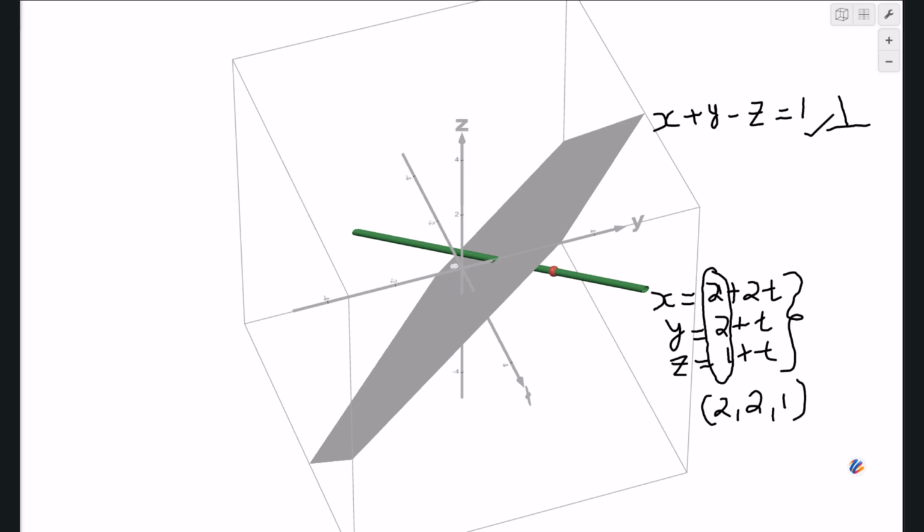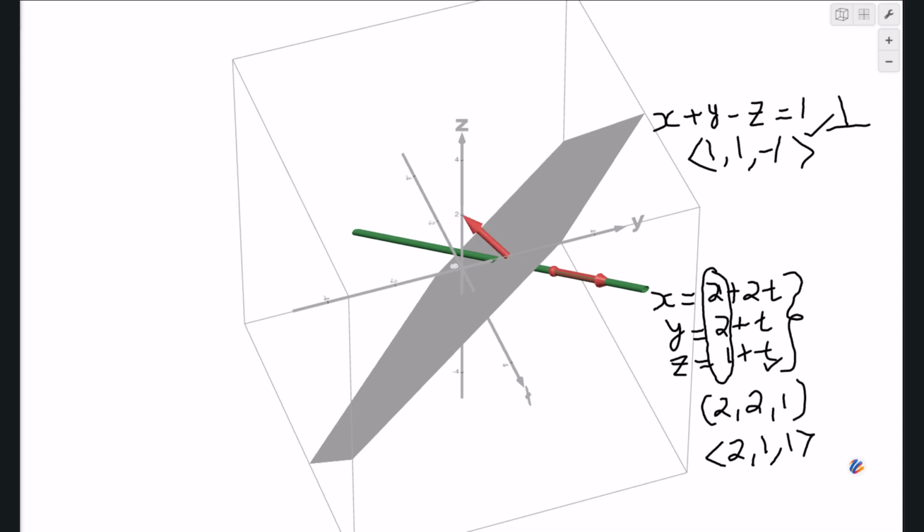As you can see, the coefficients of t tell us that the line is parallel to the vector (2, 1, 1) given by the coefficients of t. So here is the vector along the line. Now the coefficients of x, y, and z, which are 1, 1, and negative 1, give us a vector that is perpendicular to that plane.